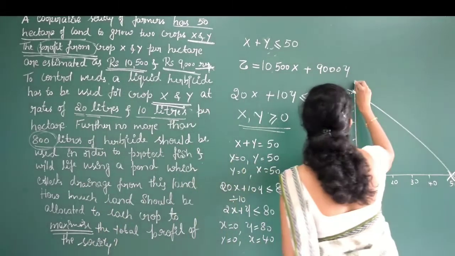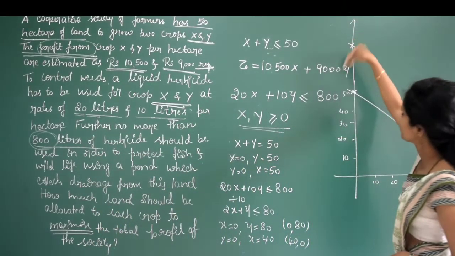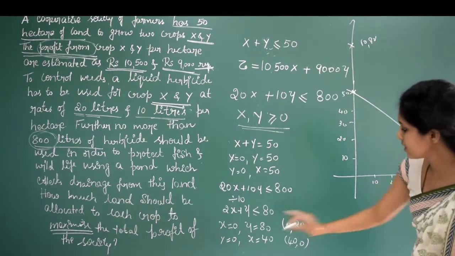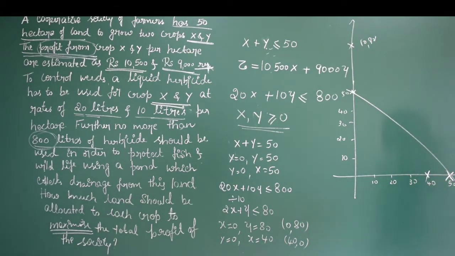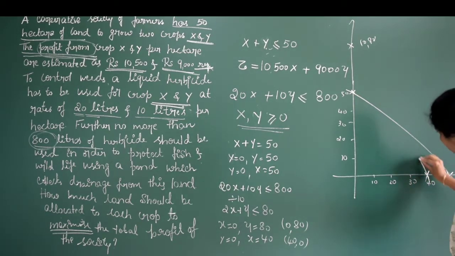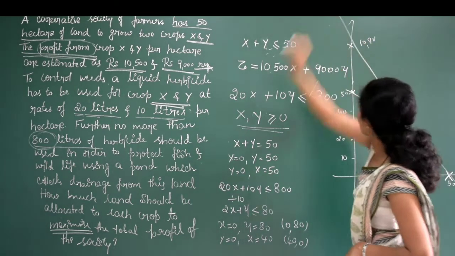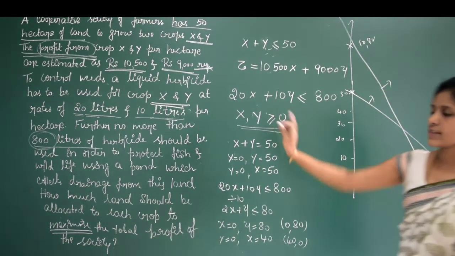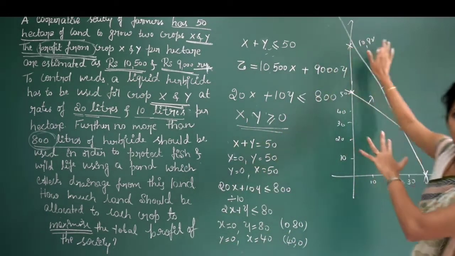Draw a proper graph. So this is somewhere here, 0, 80 will be there. Another one 40, 0. So this is 40, 0. Draw a line and name this line. So X and Y greater than or equal to 0, I mean in the first quadrant.